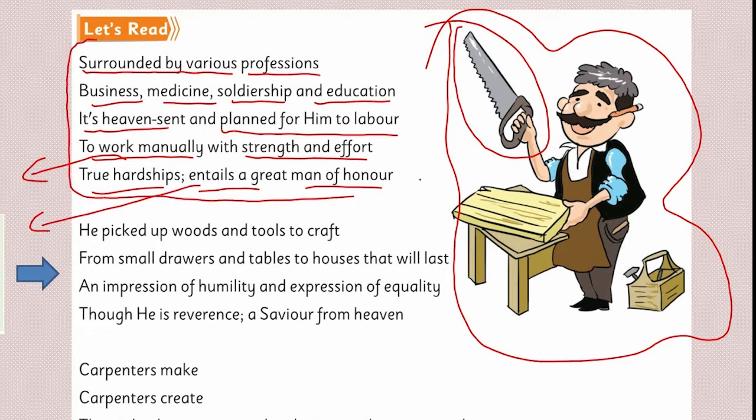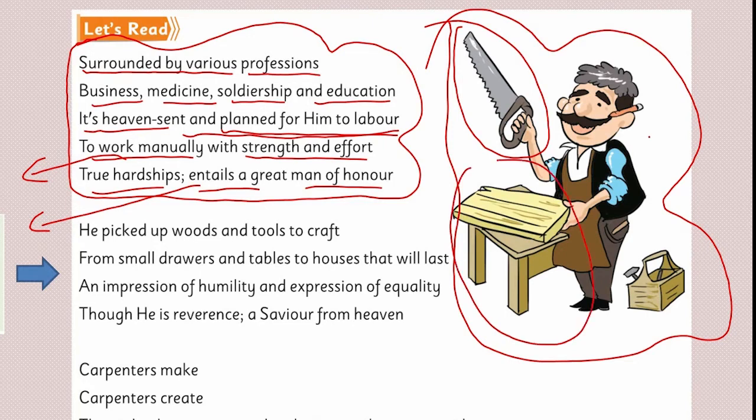Here this stanza means that we have so many professions in the world. Business, medicine, soldier, education, farmer, doctors, teachers, so many professions we have. It's heaven sent and planned for him to labor. But Allah chose, the God Almighty chose, this profession here for this man. He's a carpenter. He planned this for him, that he will be a carpenter and will create things out of wood for people. And he is sent from heaven, sent by Allah, to work manually with strength and effort.